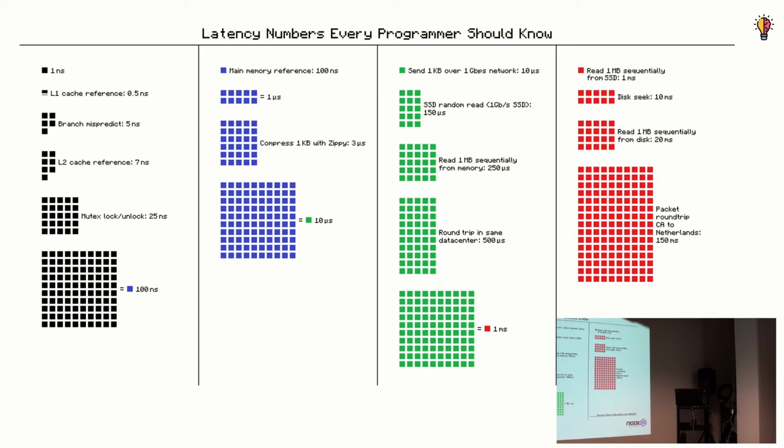Anyways, if you have 100 of those things happening inside the CPU, then you have one memory access reference. So if you're just fetching a single byte from your RAM, it's actually 100 of those, just so we understand the scale.